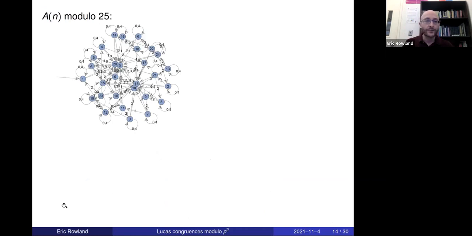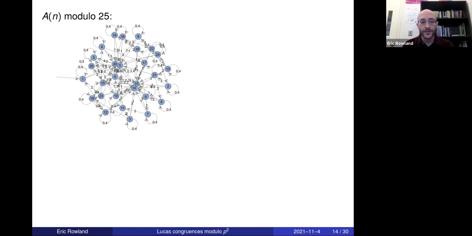But my co-author and I were computing automata like this. So here's an automaton for the Apery numbers modulo 25. This doesn't come from Gessel's congruence. This comes from another source. But here's what you get. It looks like a big mess until you start deleting some of the nodes.